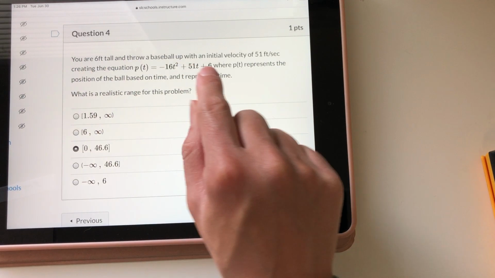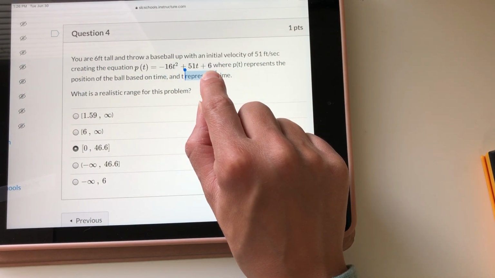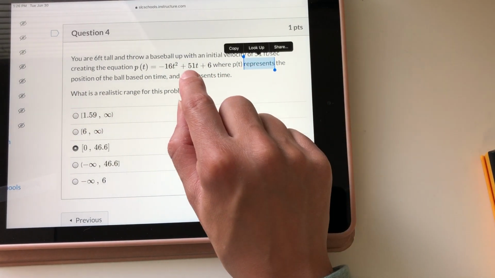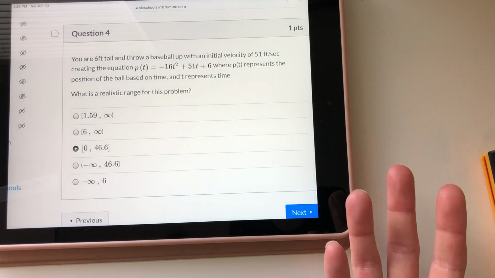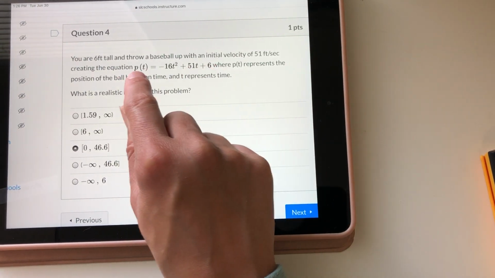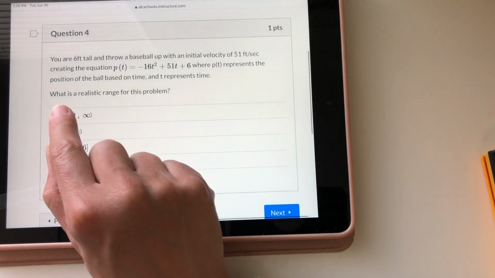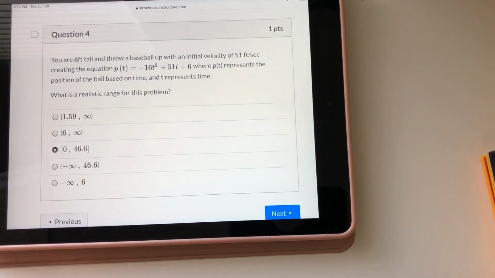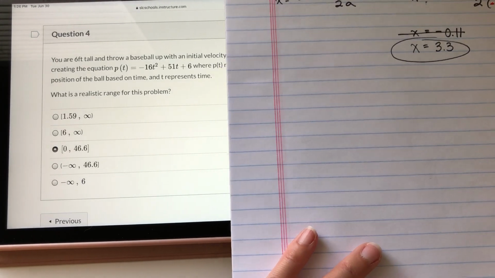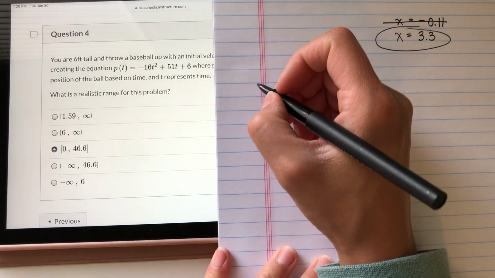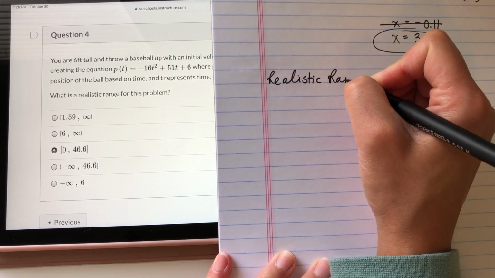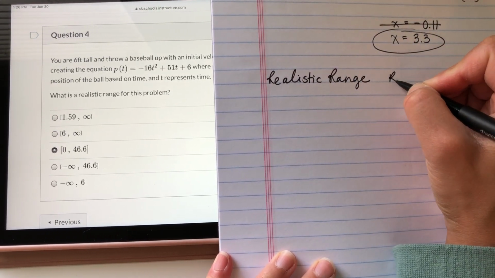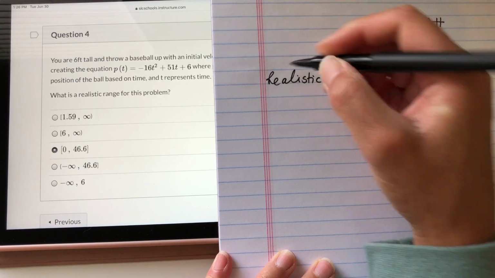You're 6 feet tall, so your C value is 6. The velocity is 51 feet per second. That's why your B value is 51. You don't even need to know that. You just need to know this equation and know what the question's asking for. Realistic range. Okay? So we know our realistic range is going to start with a 0. We know that.